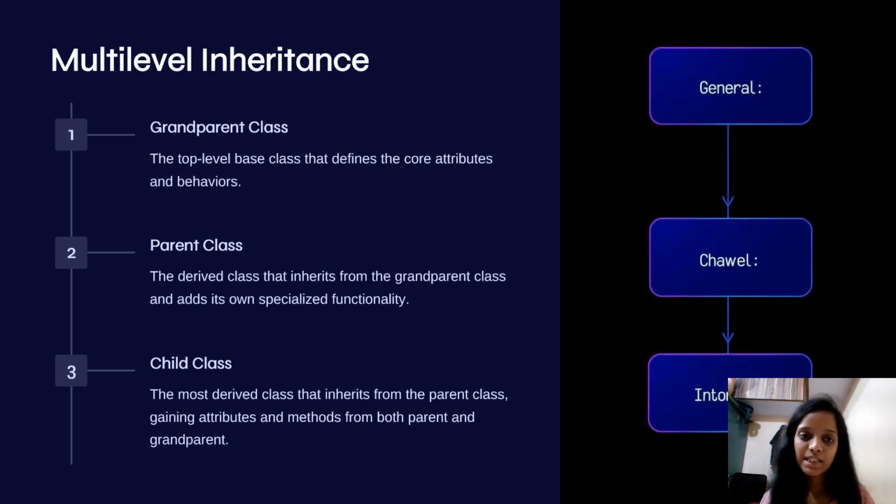Multi-level inheritance. It involves grandparent class, parent class, and the child class. Grandparent class: a top-level base class that defines the core attributes and behaviors. Parent class: the derived class that inherits from the grandparent class and adds its own specialized functionalities. Child class: the most derived class that inherits from the parent class, gaining attributes and methods from both parent and grandparent.